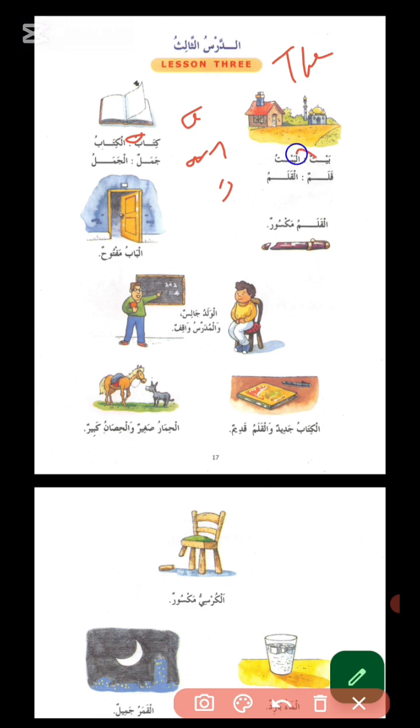Kitabun, baytun, qalamun, on sound. This on sound or doubling of vowel is equivalent to the indefinite article a of English. And the definite article in Arabic is al, like we see here at the beginning of al-qalam. So al is equivalent to the English article the.